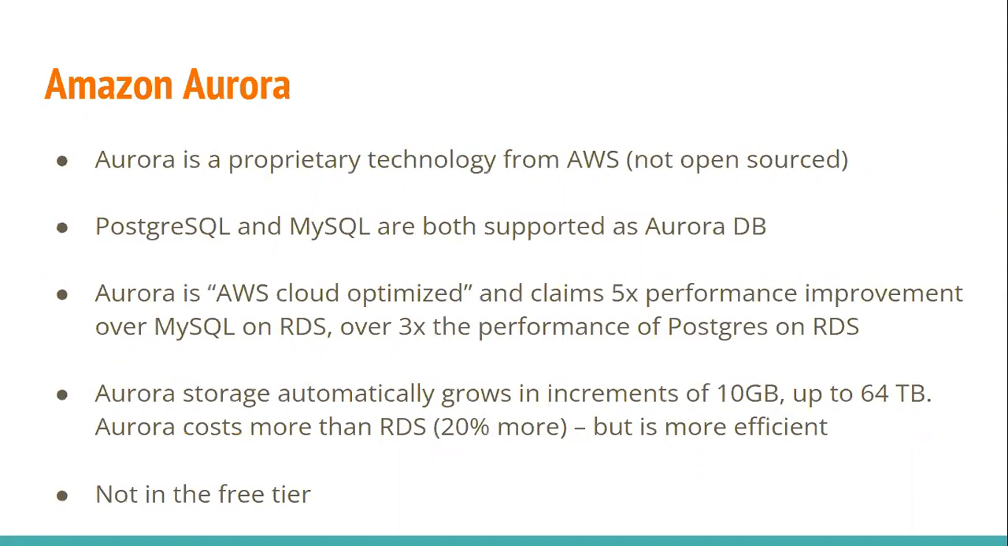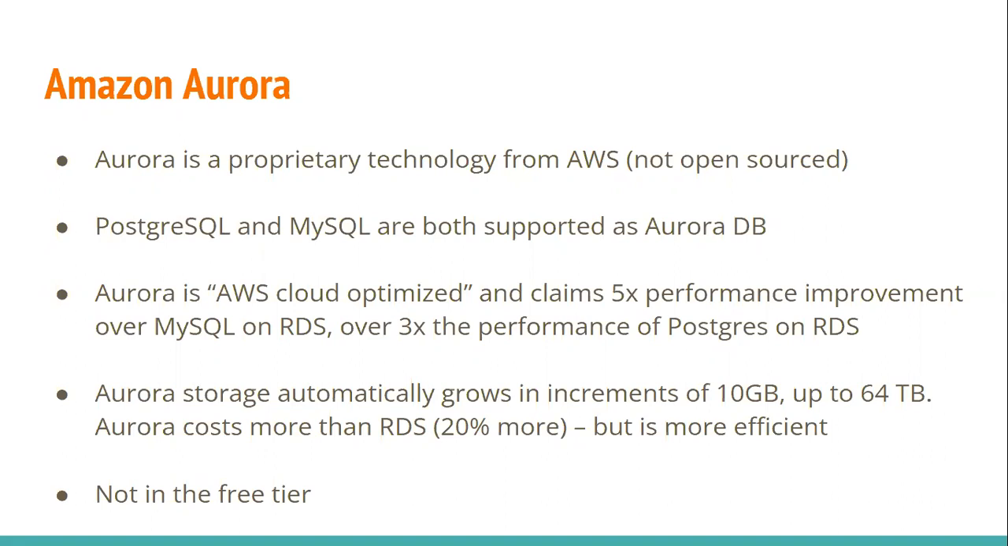Now let's understand what Amazon Aurora is. Basically, Amazon Aurora is proprietary technology from AWS, which is not open source and is owned by AWS cloud services itself. It supports both PostgreSQL and MySQL, so both support the Aurora database. Basically, it is used in high performance database scenarios.